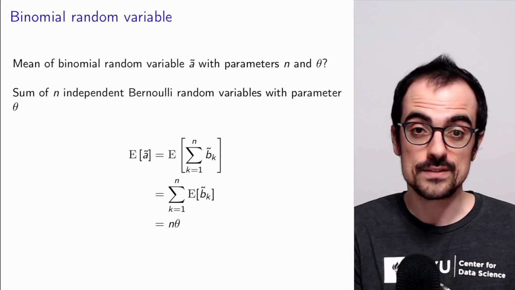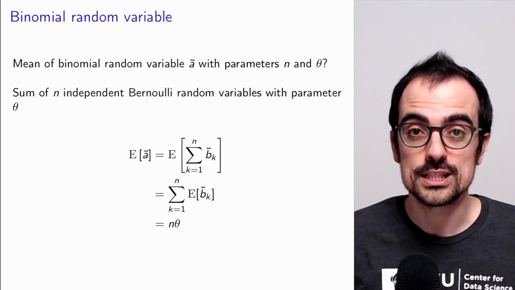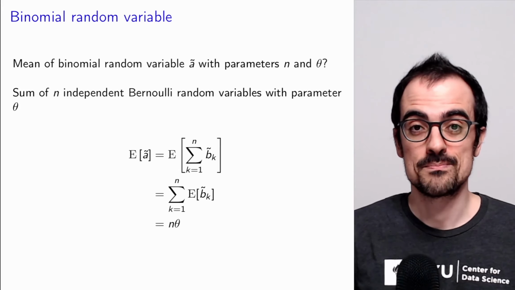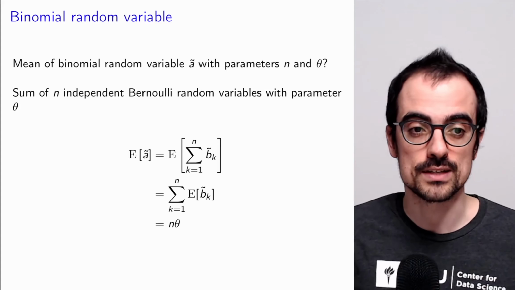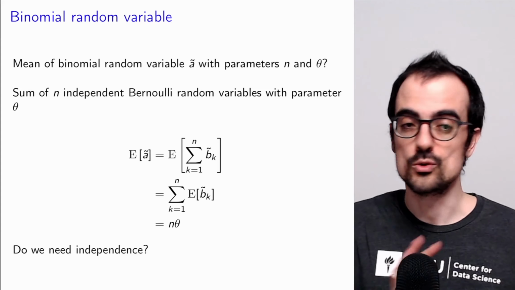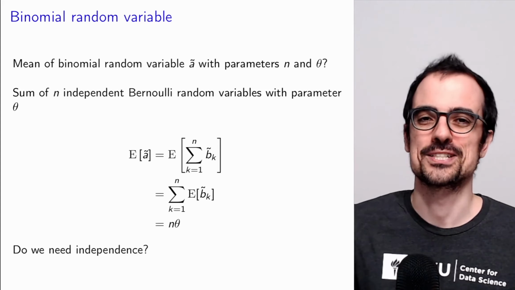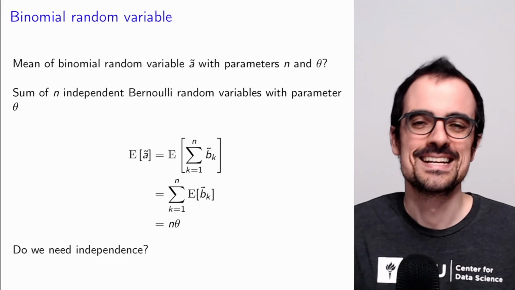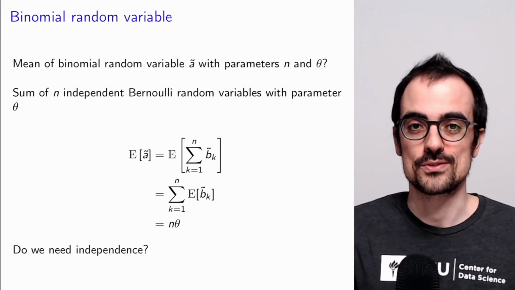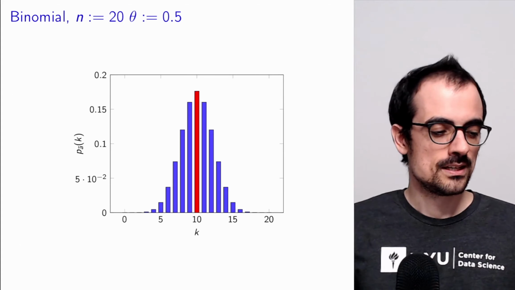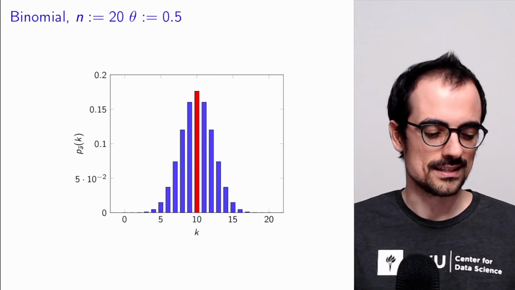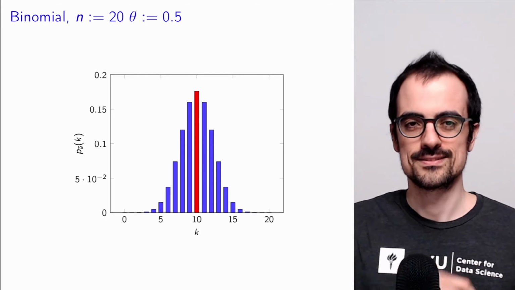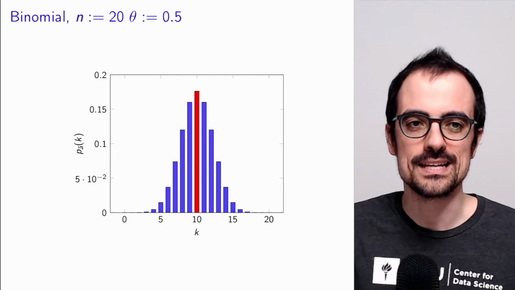Notice that this still holds even if these Bernoulli random variables are not independent, because we have not used independence anywhere when we're talking about linearity of expectation. So we do not need independence for this. Here is a binomial with parameters n equals 20 and theta equals 0.5, and we have highlighted the mean in red.